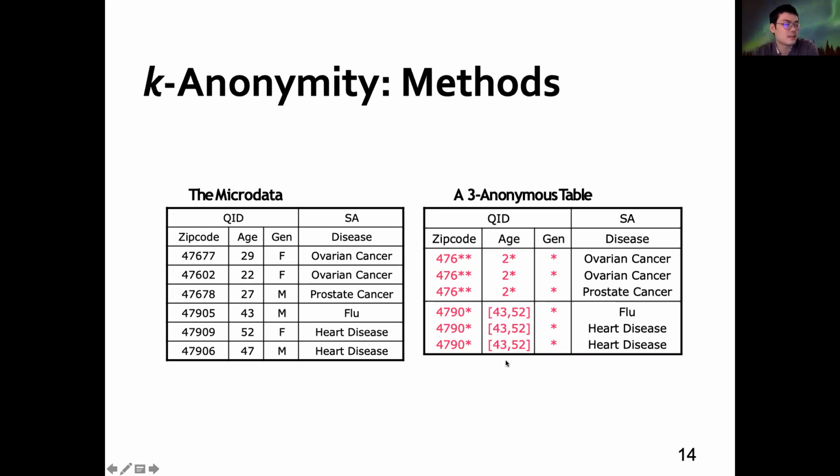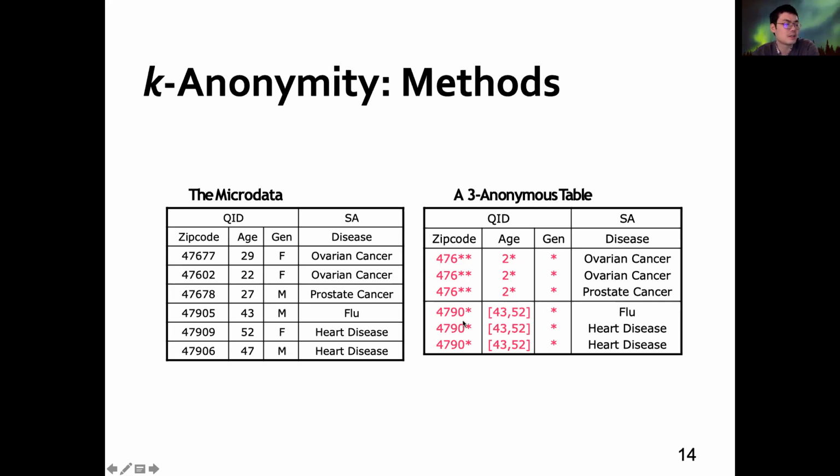The story we get here is that, for example, we can generalize more. Instead of 1 star, we can make 2 stars. Additionally, we can make this range larger, like 40 to 60. But that's not necessary, because as long as we generalize enough for any person not to be differentiable from 2 others, because it's 3 anonymity, then that's enough.